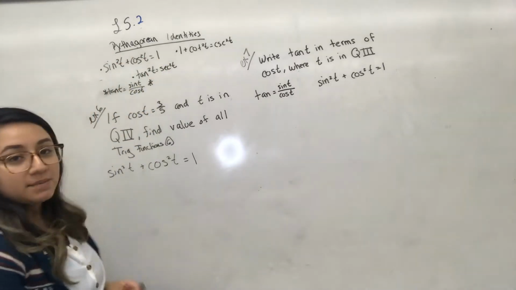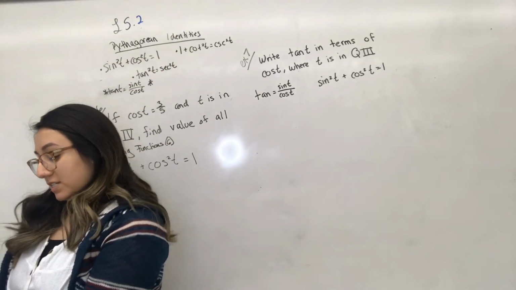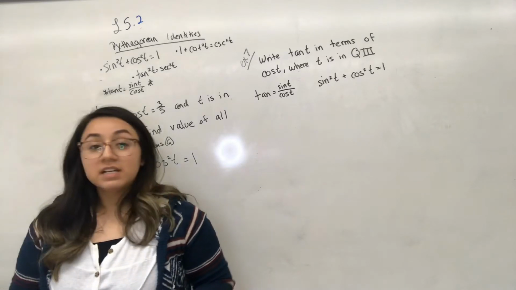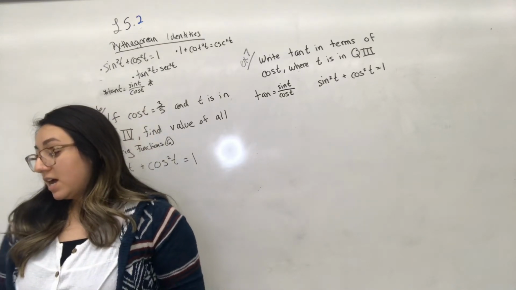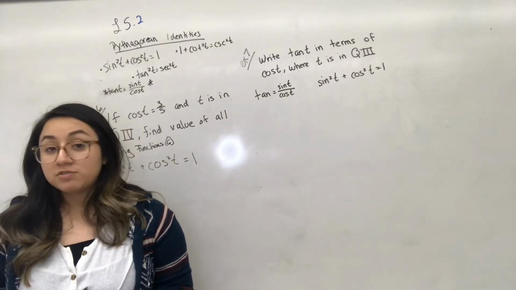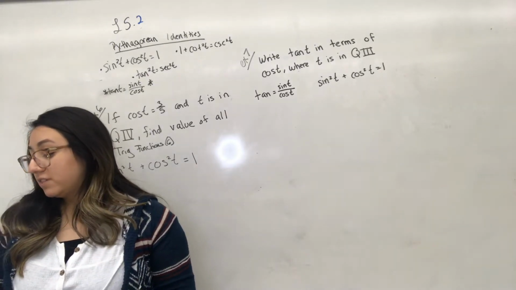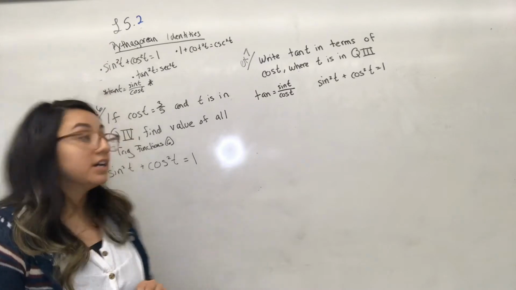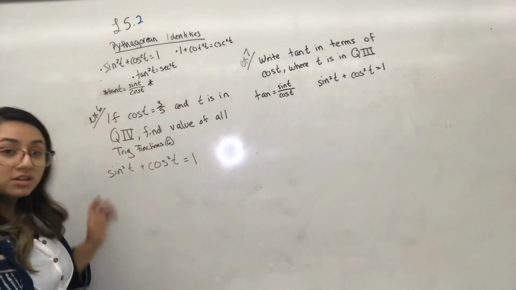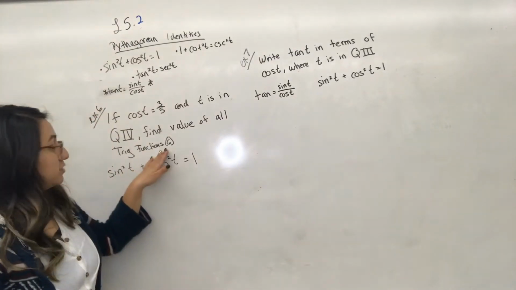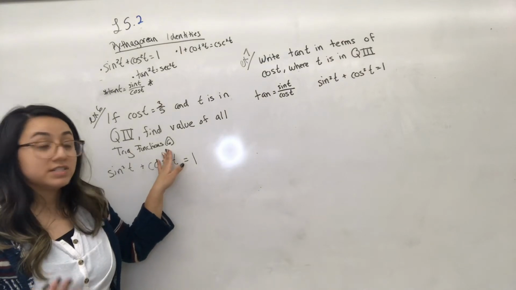So if we look at example 6, here it says, if cosine of t is equal to 3 over 5 and t is in quadrant 4, find the values of all the trig functions at t. So here we have to find all the values. That means there's 6 of them. Trig functions, whenever they mention that, that's all 6 of them.